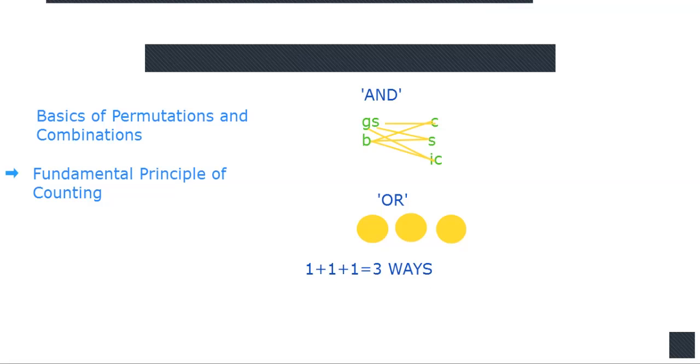Suppose I go to a restaurant and there in the main course there are two possibilities. I can eat a grilled sandwich or a burger, which are denoted by G, S, and B, and there are three sweets in the menu: cake, sweets, and ice cream. Can you figure out how many ways there would be in which I can have my food?